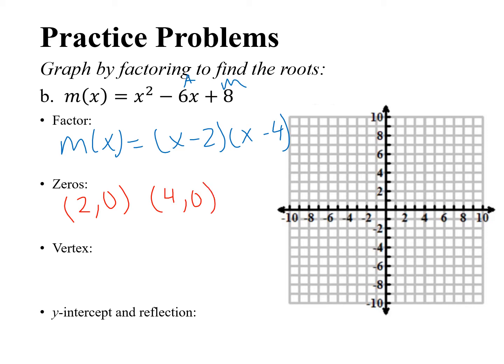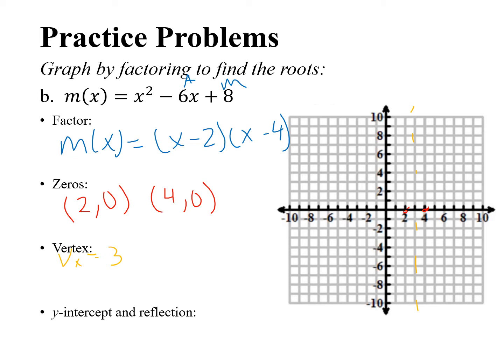If I plot my points, I have 4 and I have 2. My vertex, well, I can use the eyeball method here. I know that that vertex is going to be halfway between the 2 points. So my x value for my vertex is going to be 3. I can go through the process of 2 plus 4 divided by 2, which gets me to the same answer.